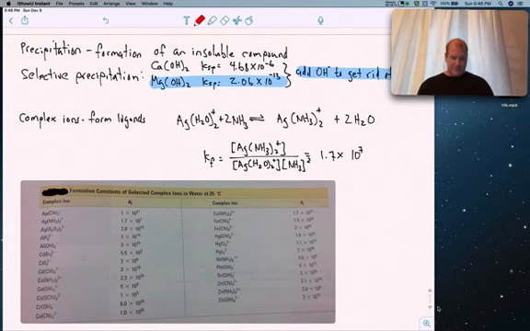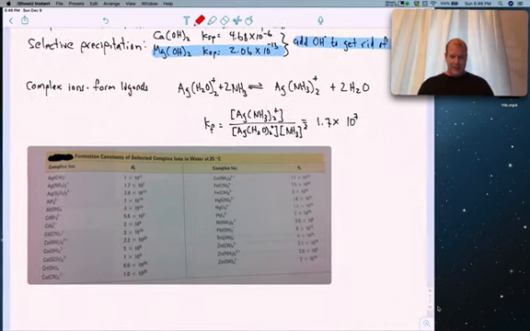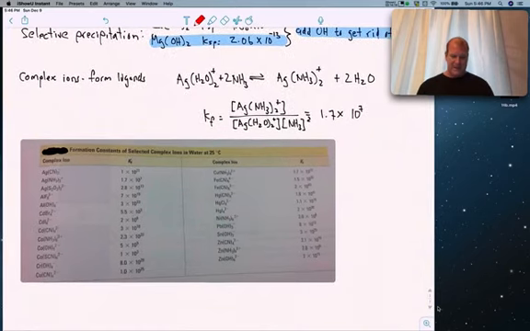Okay, and let me talk about complex ions. I talked a little bit about it before, but this is known as crystal field theory or ligand field theory. Things will attach to a central metal atom, and you can form a ligand.